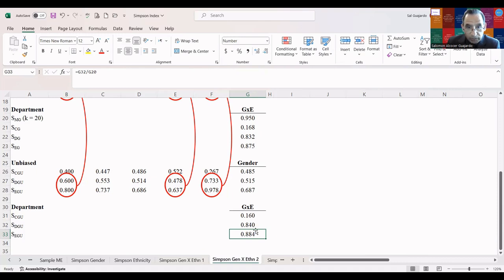So, divide that by the 0.95. And when the unbiased formula for gender and ethnicity is used, it indicates that the department obtained 88% of the maximum possible value of 0.95.